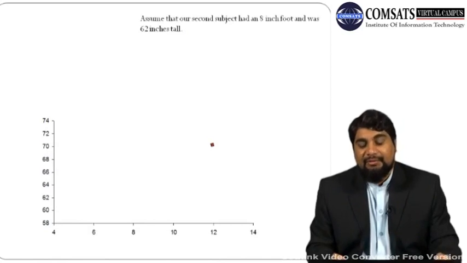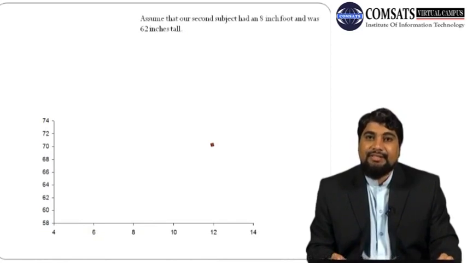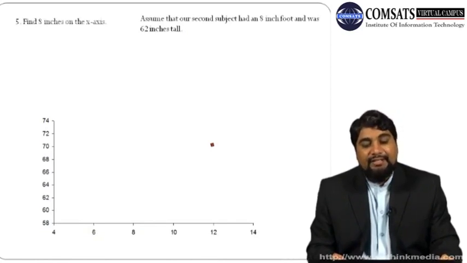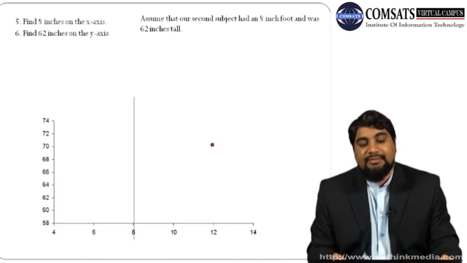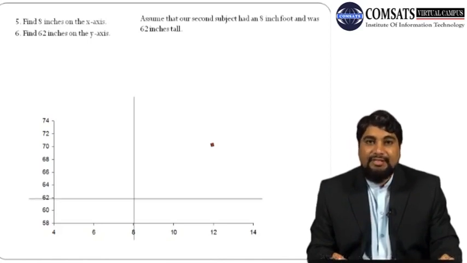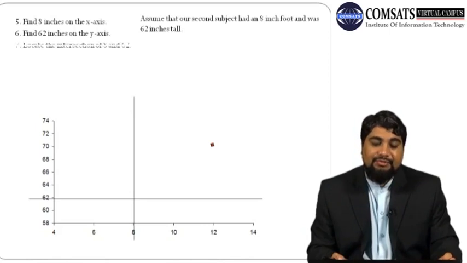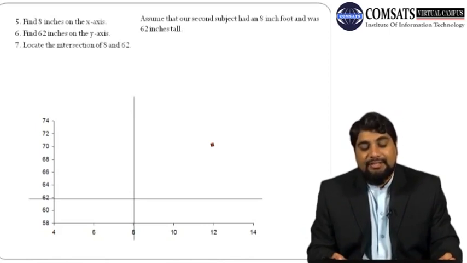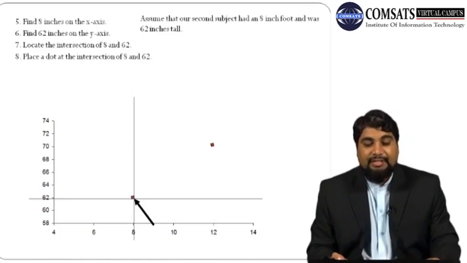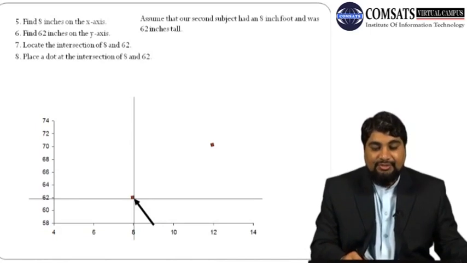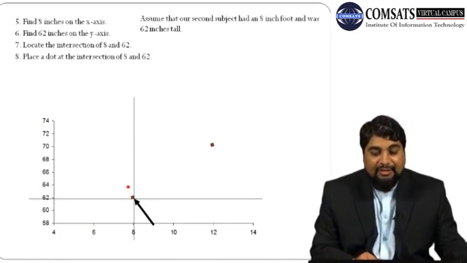Now assume that our second subject had an 8-inch foot and was 62 inches tall. Find 8 inches on the x-axis and draw a vertical line at 8, and find 62 inches on the y-axis and draw a horizontal line at y equals 62. Locate the intersection of 8 and 62, which is the point shown by the arrow, and place a dot there. This dot represents the pair 8 and 62.